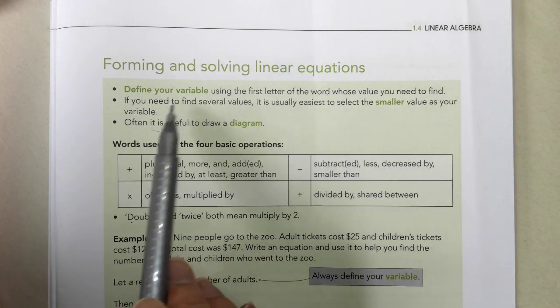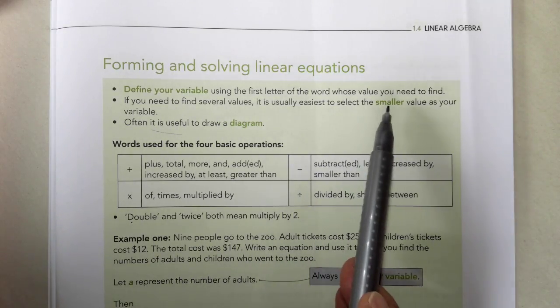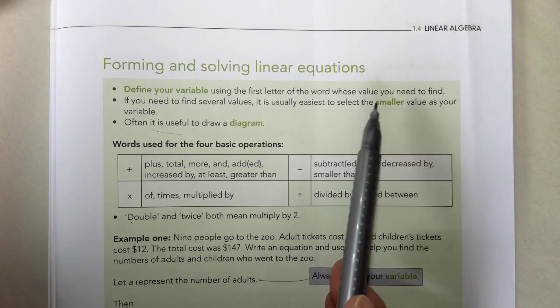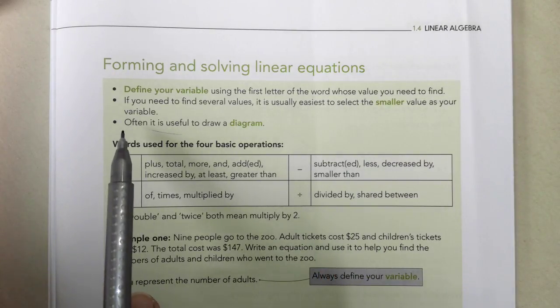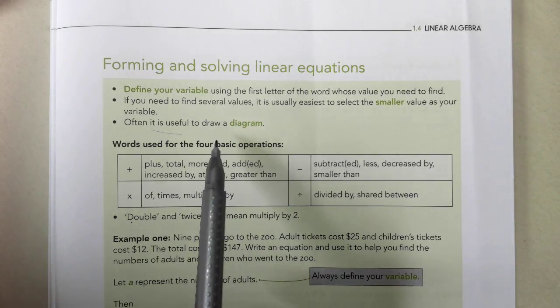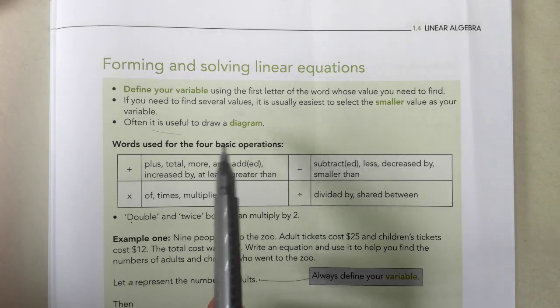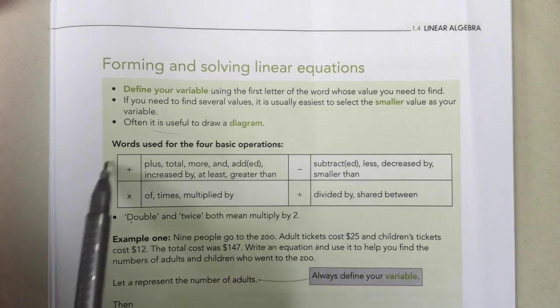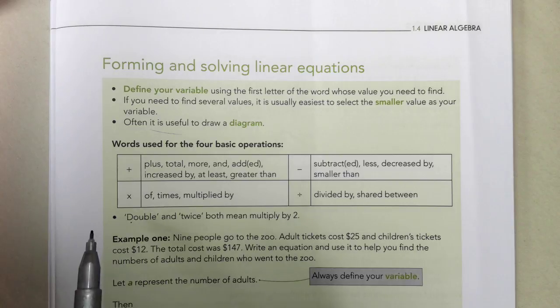If we've got to find several values, we often want to find the smallest one, and we'll explain this as we go. And thirdly, it's often quite useful to draw a diagram. So if you're not sure where to start, take what information you have, draw yourself a diagram of what the situation is.